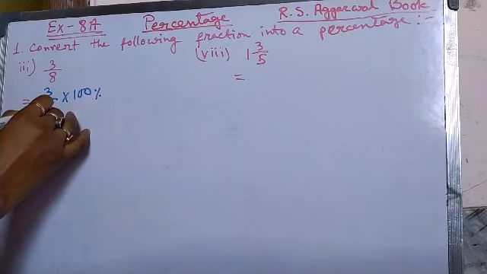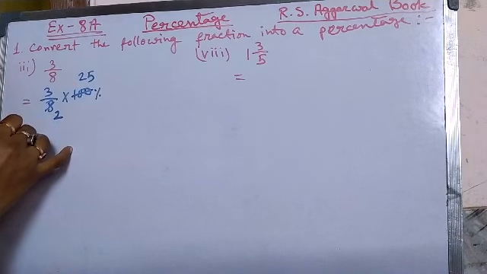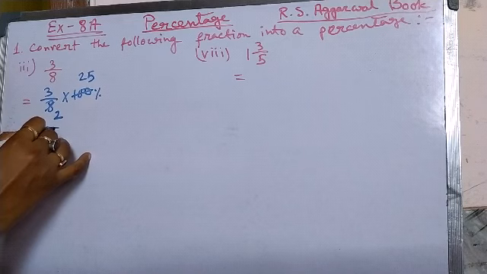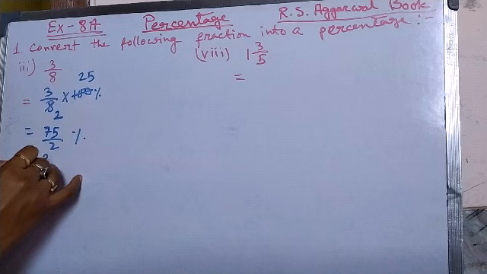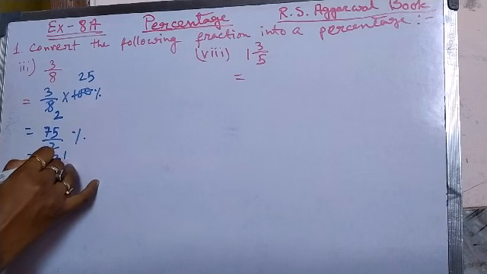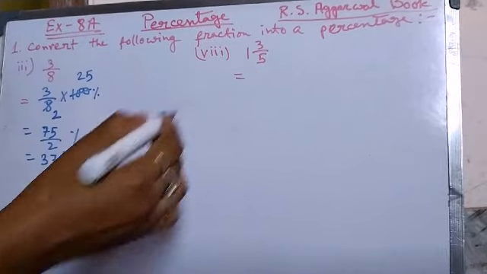That means 4 2s are 8, 4 25s are 100. So 75 by 2%. That means 37 whole 1 by 2%. This is the answer.